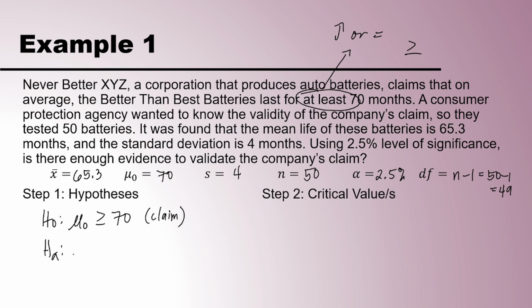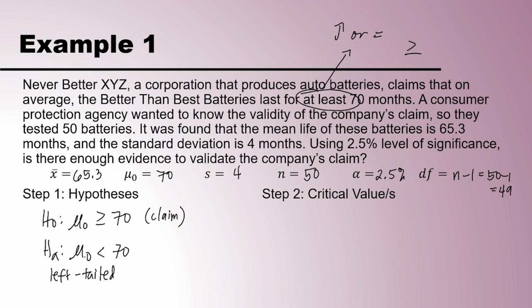Our HA is the opposite of the H0. If this is greater than or equal to, for HA, we will use less than 70. Since we have here a less than value for HA, we can say that the test is left-tailed. Again, we use the decision rule that I've presented a while ago. If the symbol of HA is less than, then that is left-tailed.